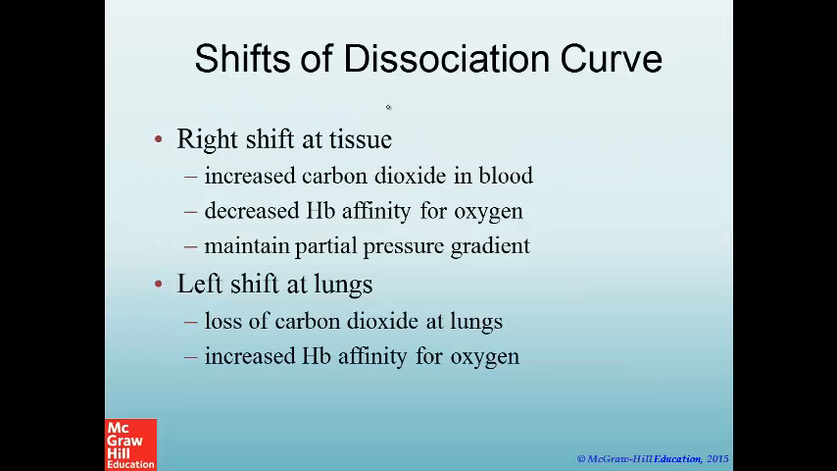So a right shift at the tissue level will be determined by increased CO2, decreased hemoglobin affinity for oxygen, in order to maintain the partial pressure gradient. Left shift at the lungs is going to cause you to lose CO2, and it's going to increase hemoglobin's affinity for oxygen. So you're going to start loading oxygen.